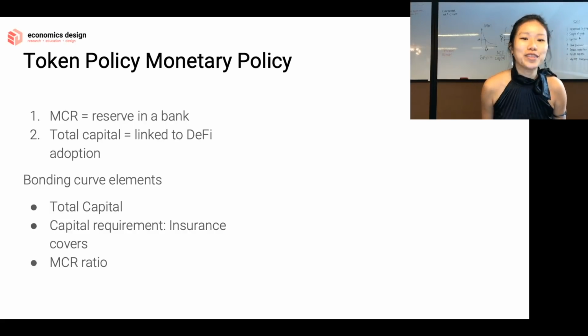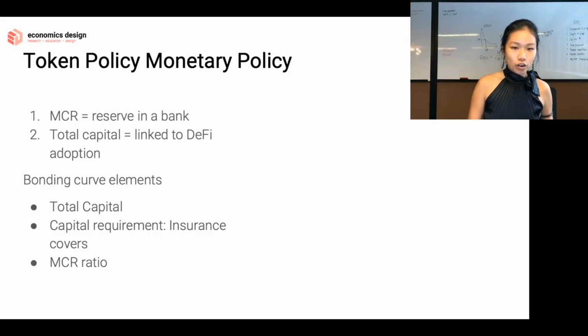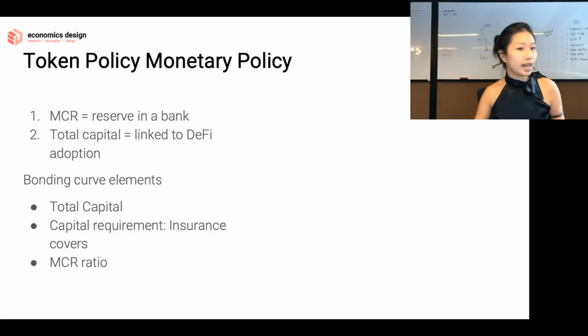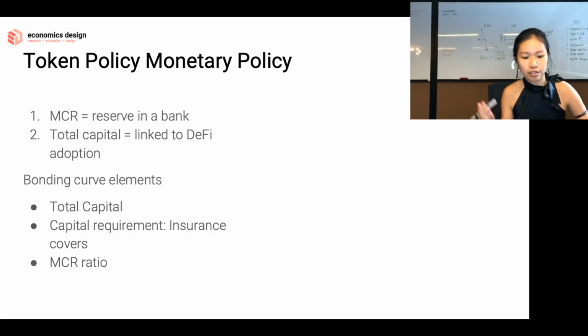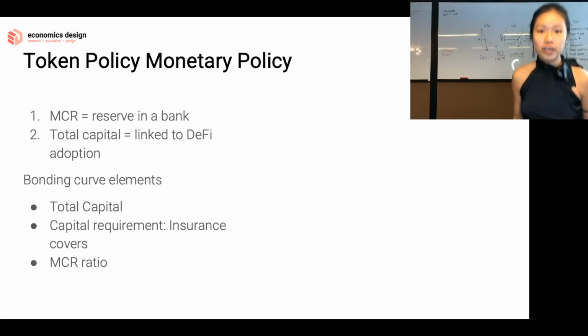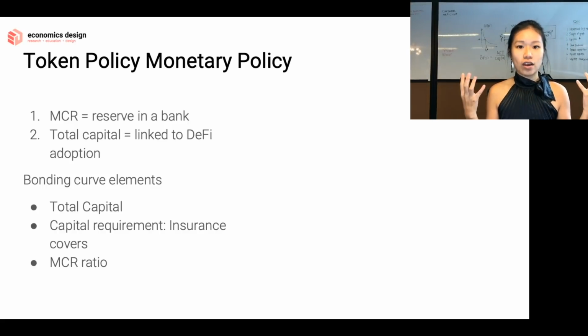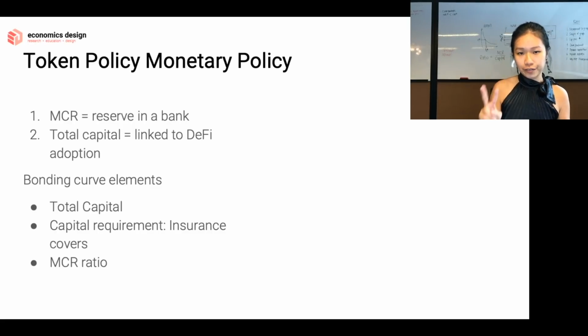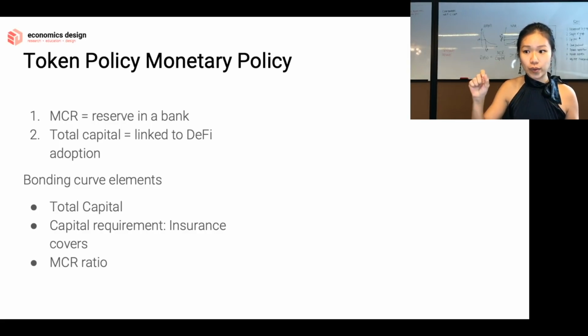So we get started with the monetary policy. With NXM, there are two functions in the math that we want to talk about. As you can see, this formula over here is the formula for determining the price of the NXM token. There are two variables that are fixed and two variables that are flexible. I'm going to circle the fixed ones and underline the variables.